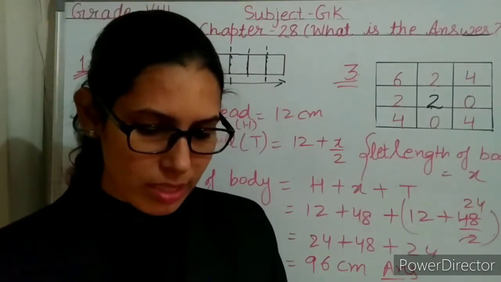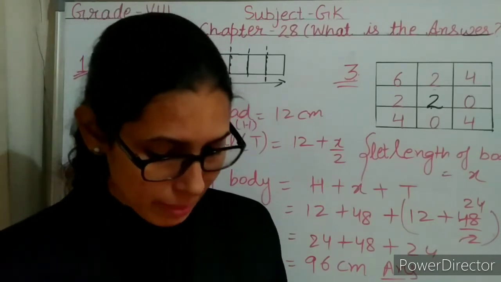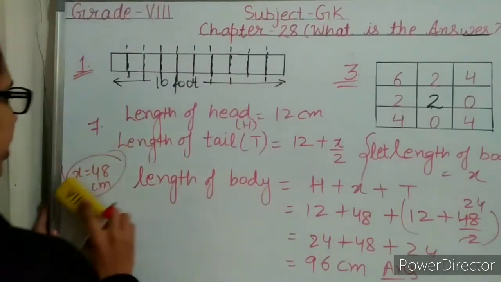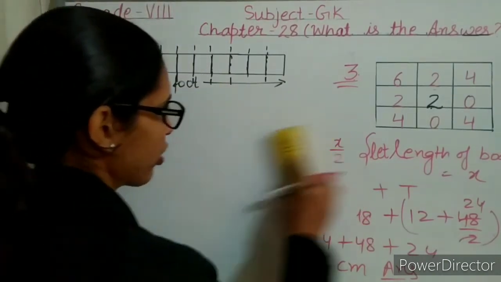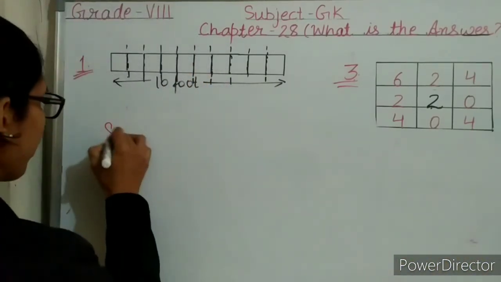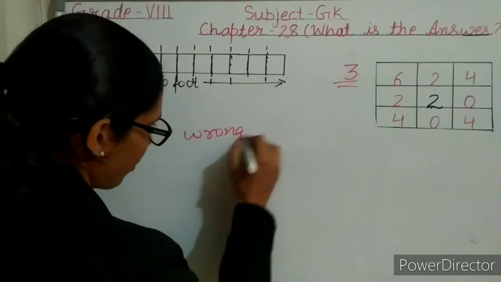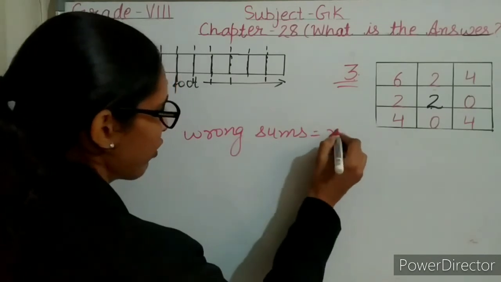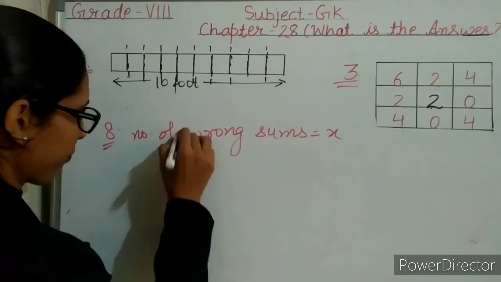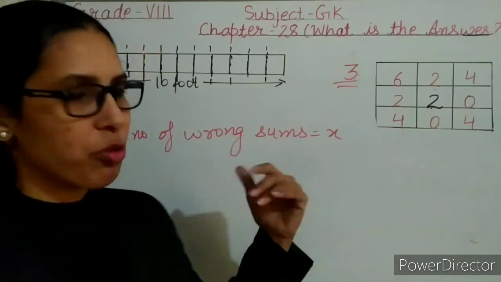Last question is, a student got thrice as many sums right as he got wrong. If he attempted 96 sums in all, how many did he solve correctly? So let's try to find out the answer for this. It's a very easy question. Pause the video and you try on your own. So the 8th question is, if a student has done, let's say, wrong sums is equal to x. Why we have assumed wrong sums is equal to x? Number of wrong sums.